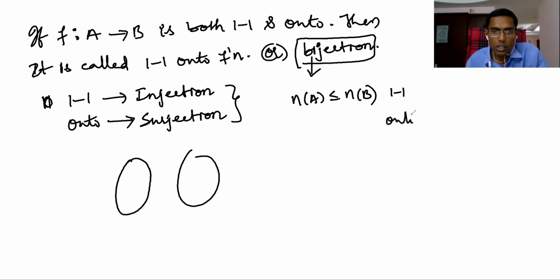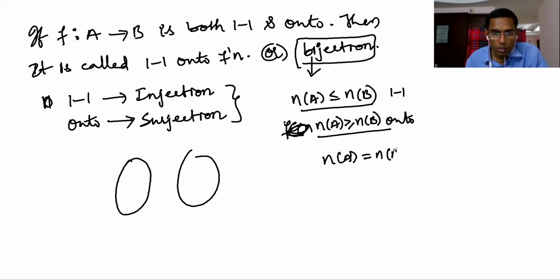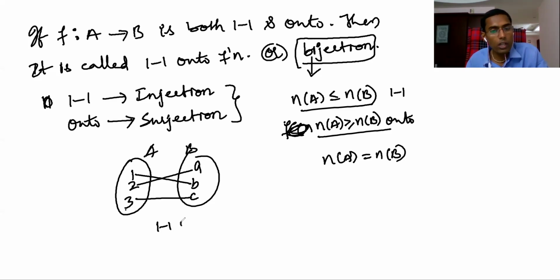For onto function, what is the condition? n of A should be greater than or equal to n of B. So if these two are together, n of A equals n of B. 1, 2, 3 means here a, b, c must be there. If one element is less, then it cannot be. 3 different elements should have different images, so therefore it's one-one. Onto means a, b, c should have pre-images. So this is both one-one and onto function. So it's called bijection.